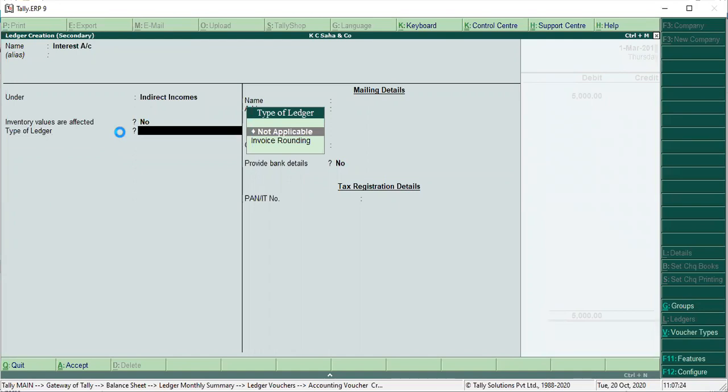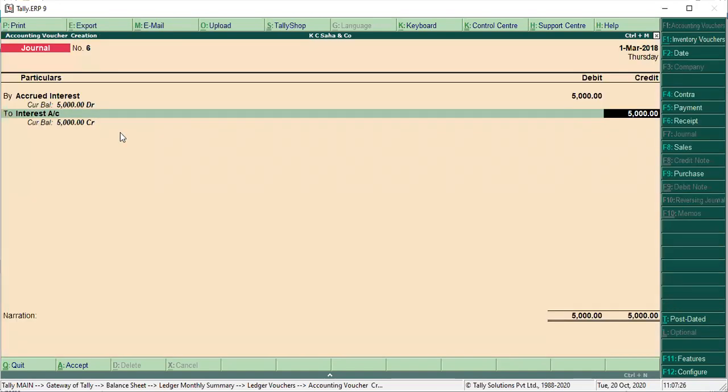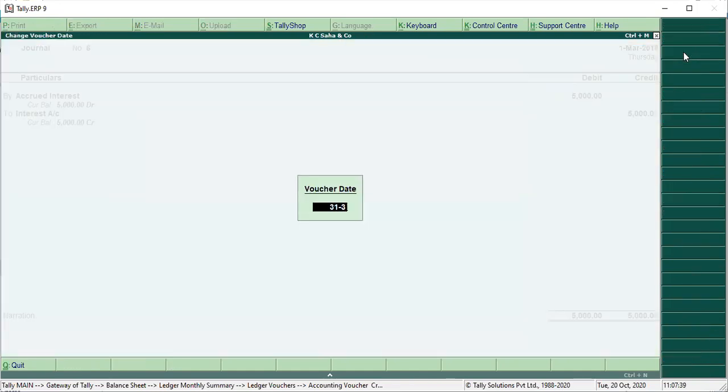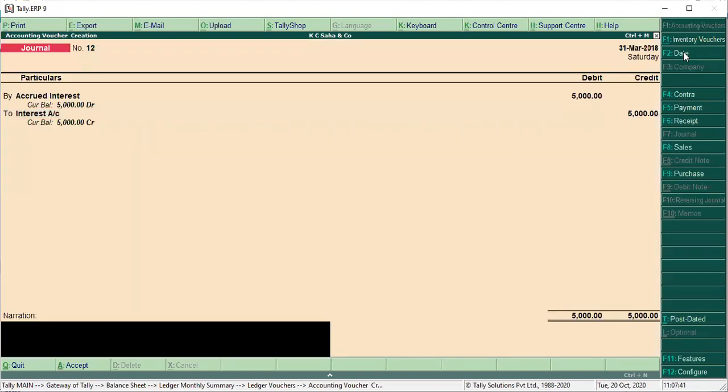Just Ctrl A. So I have created two accounts here: accrued interest, which goes in the current asset, and interest account, which goes to the indirect income. Okay. You have to change the date also here, that is F2, 31st March. And you have to write down the narration, that is interest on FD.